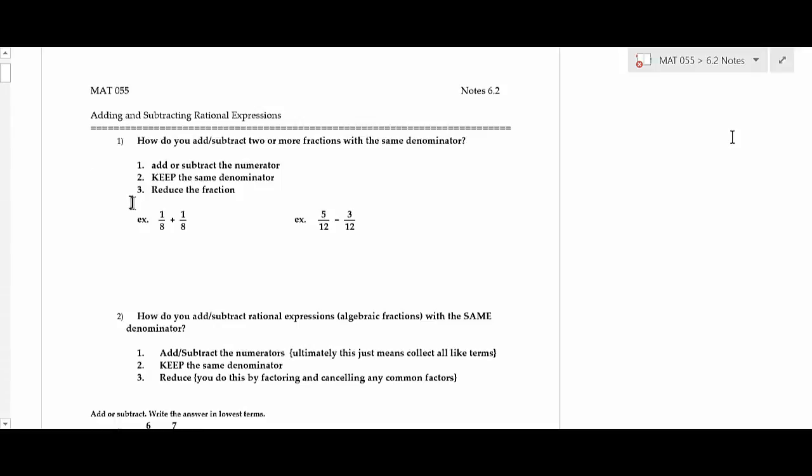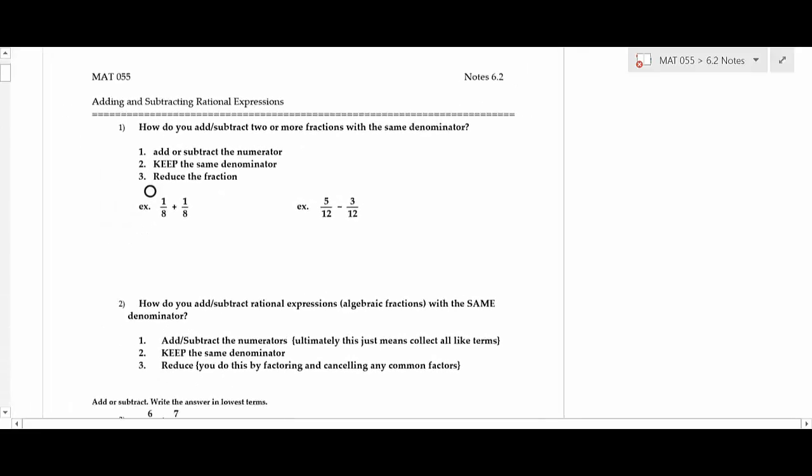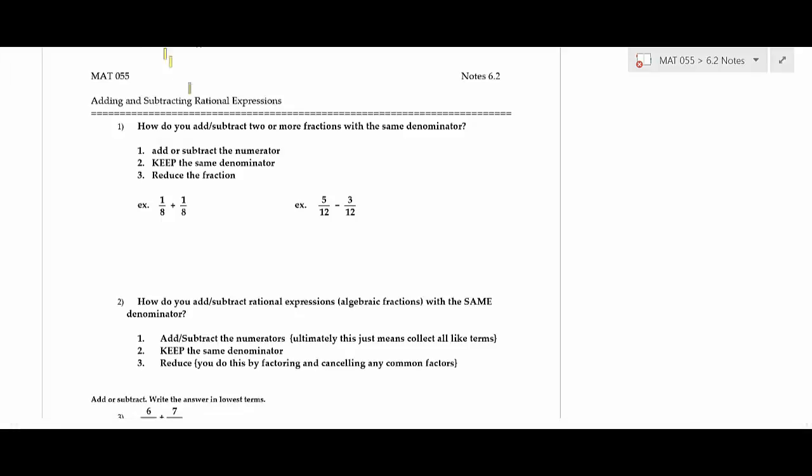First of all, 6.2 is all about adding and subtracting. When I say a rational expression, I'm just looking at an algebraic fraction. That's good enough for now. So let's remind ourselves how we do this.